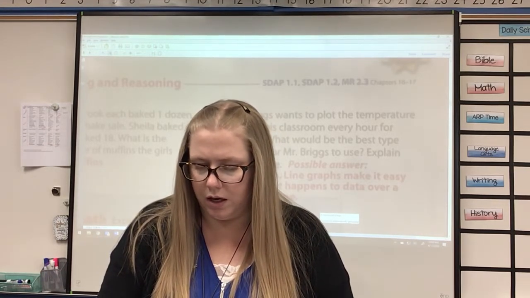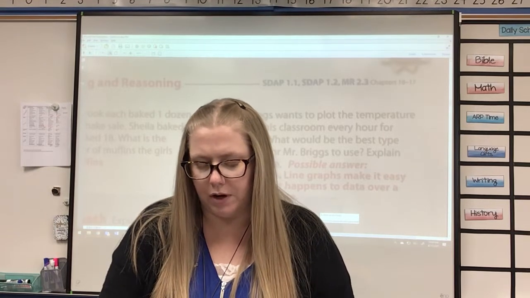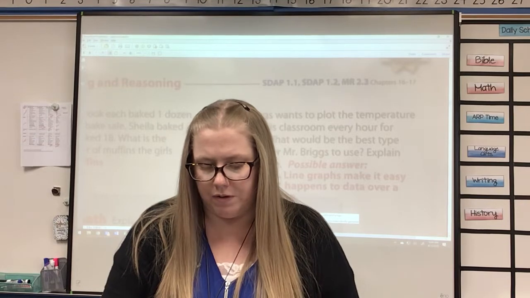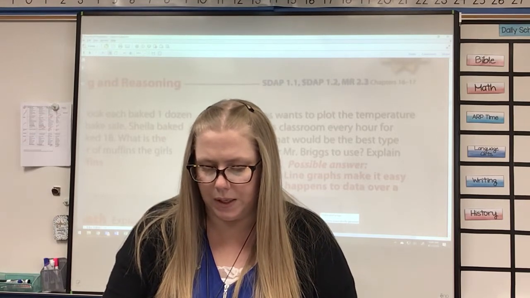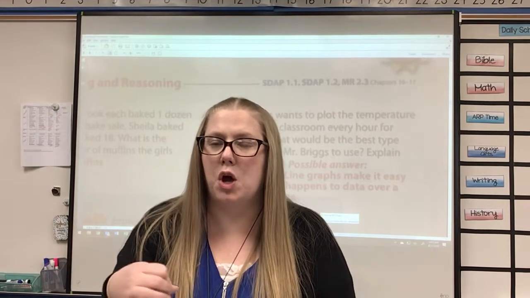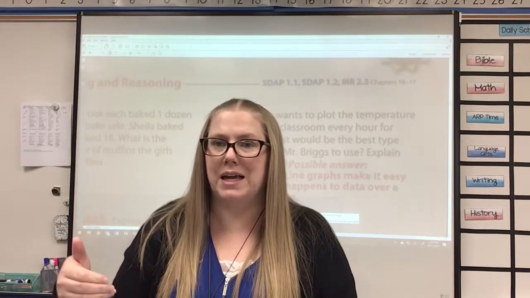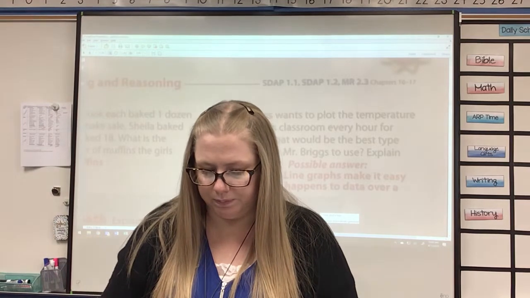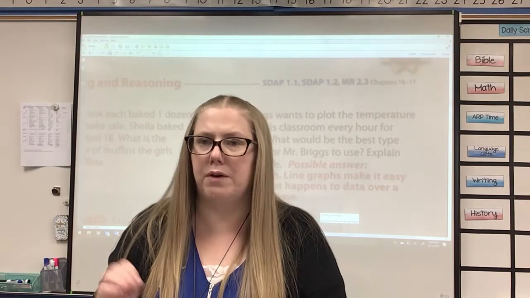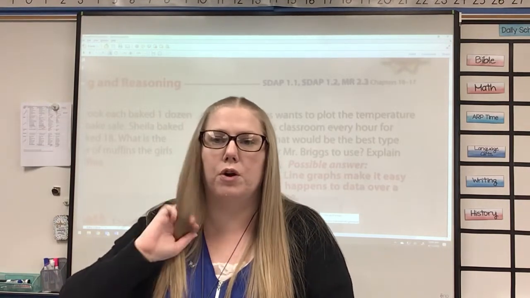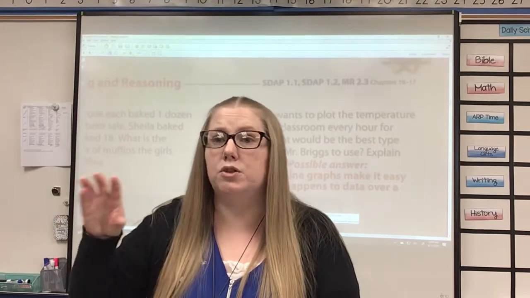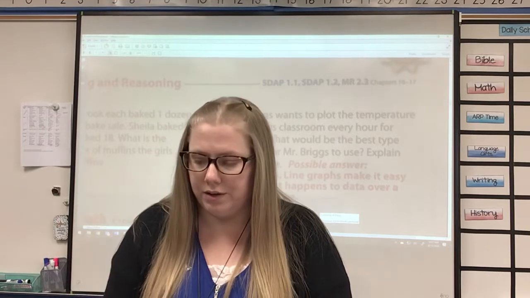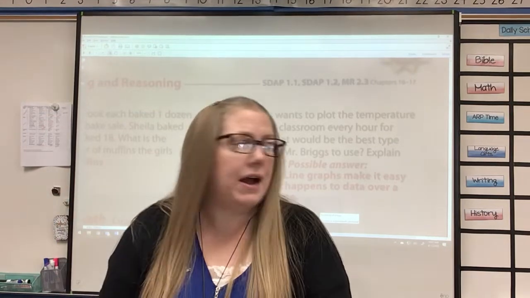And then number 13: which type of graph would best represent the proportion of people preferring each of 5 types of building materials? So what graph uses percentages or fractions? Okay, so you want to think about that one. Make sure you're reading carefully and that you're looking for those keywords like years or days, or proportion, which is like a fraction.